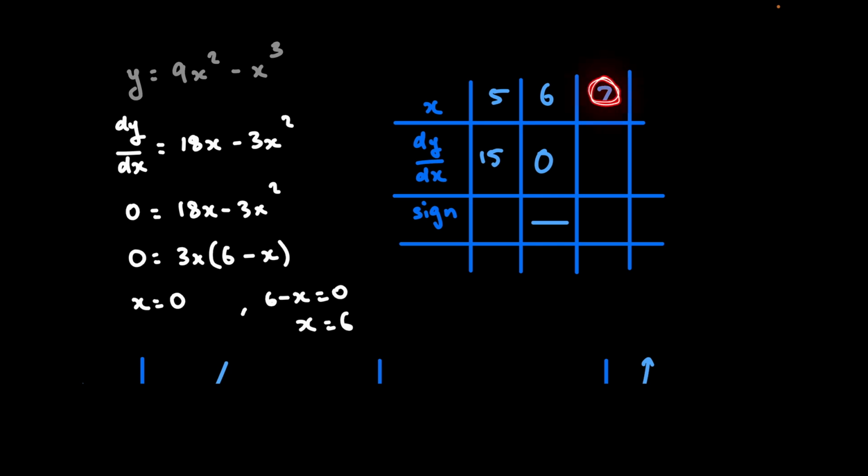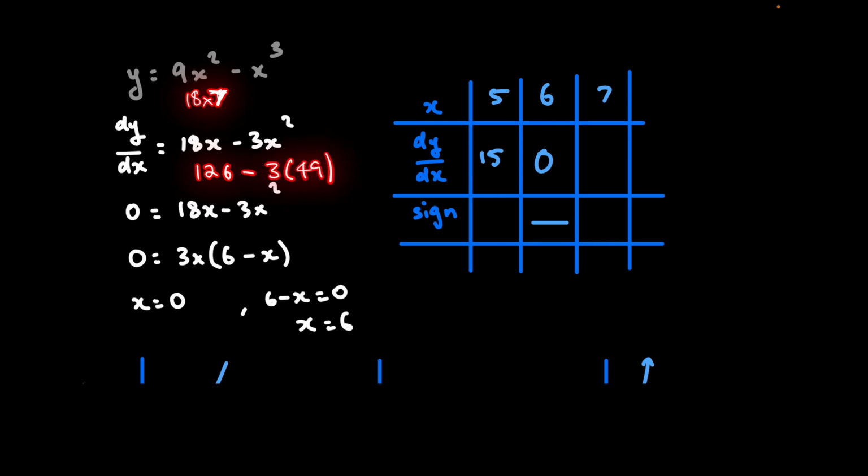Then at x equals 7, let's also do the same thing here. When x equals 7, the value of this here is just 18 times 7. And 18 times 7 is simply just 126. And then we can do minus 3 times 49. And 3 times 49 is the same as 3 times 50, but then you just have to minus away a 3. So that would be 147. So 126 minus 147, that would give us minus 21.